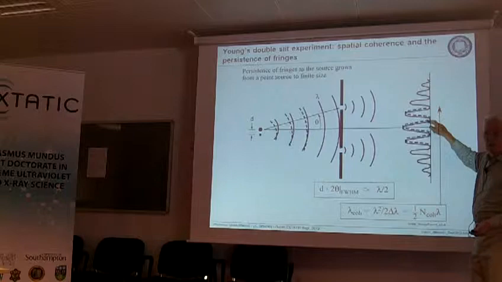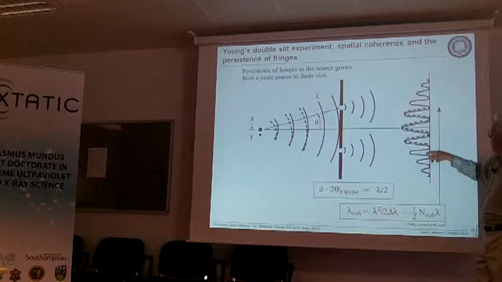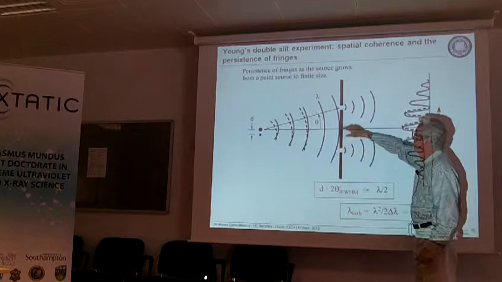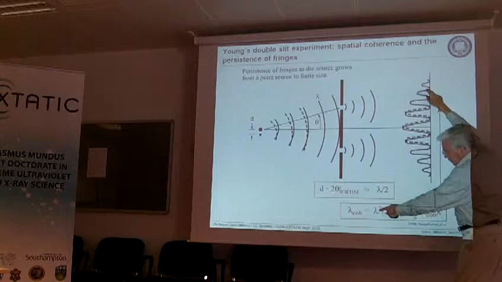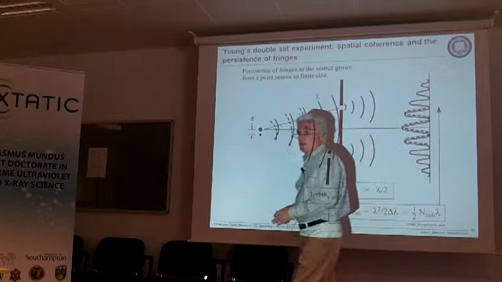But how many fringes can you see? How many interference fringes? That depends on this coherence length, because what you're measuring is the difference in path length from the source, from these two positions up to here. When the difference in path lengths gets about equal to your coherence length, your fringe contrast is dropping very quickly. Okay? So with Young's double slit, you can measure the spatial and the temporal coherence length.